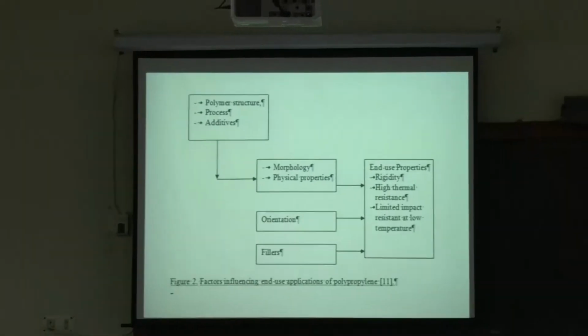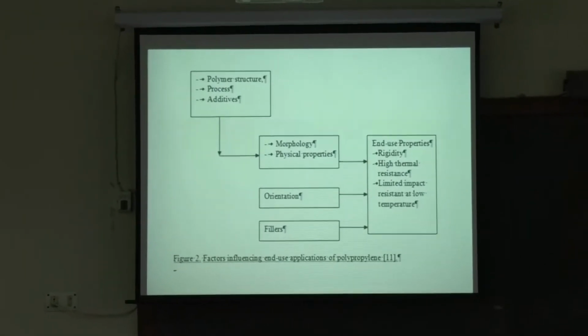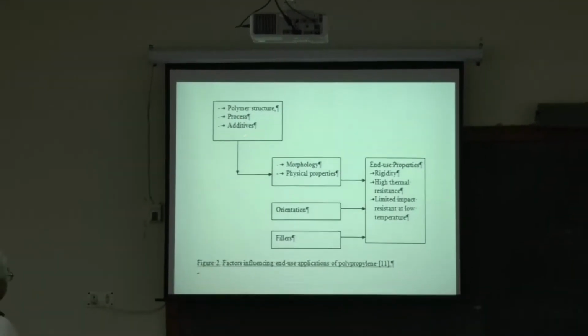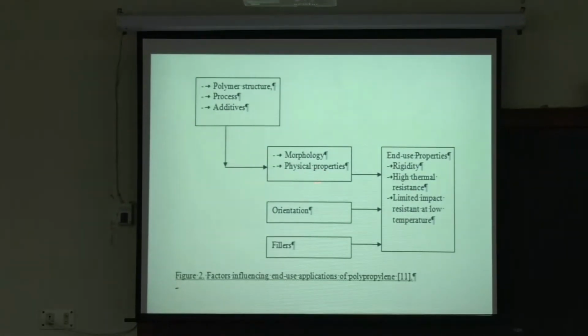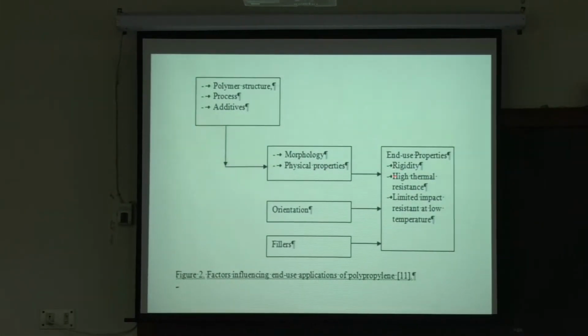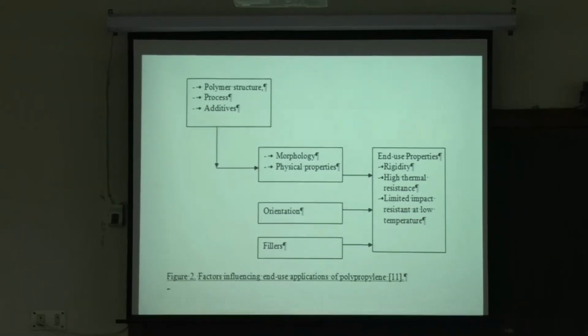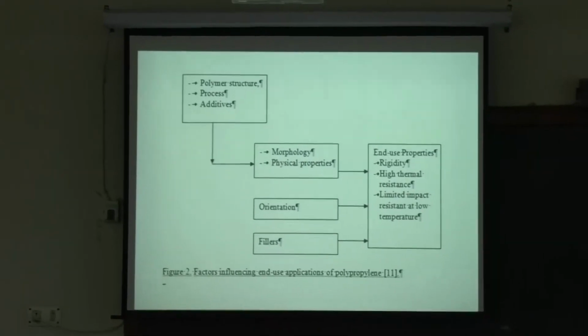Factors influencing end-use applications of polypropylene. You have polymer structure, process additives, then the physical morphology of the polymer, physical properties of the polymer. Then end-use properties: rigidity, high thermal resistance, limited impact resistance at low temperature. So this is a limitation.